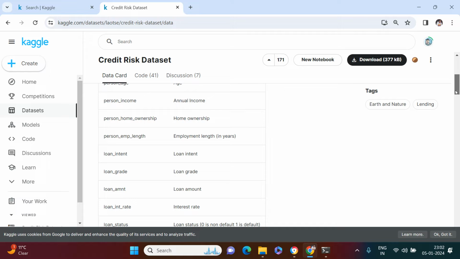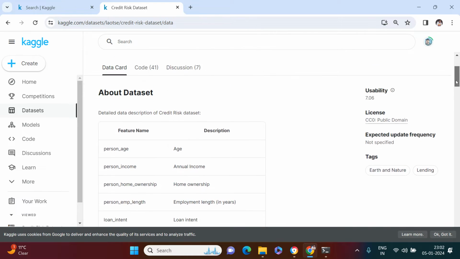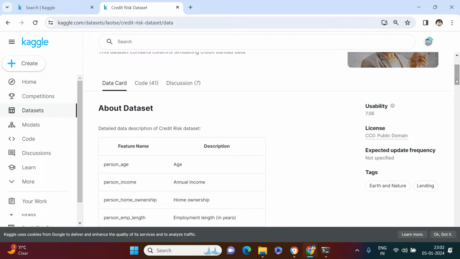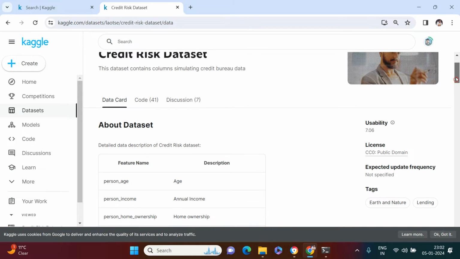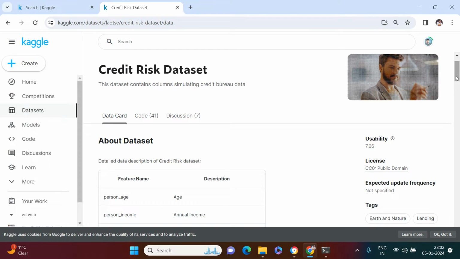Now the point you should notice is that I'm going to download the data from Kaggle, and this recording is, I would say, a reality recording. What does that mean? I'm not first practicing the thing and then doing the recording. I'm going to do it in real time.